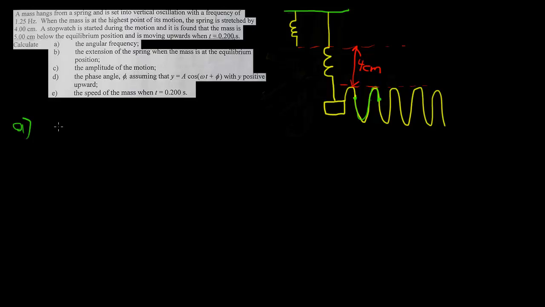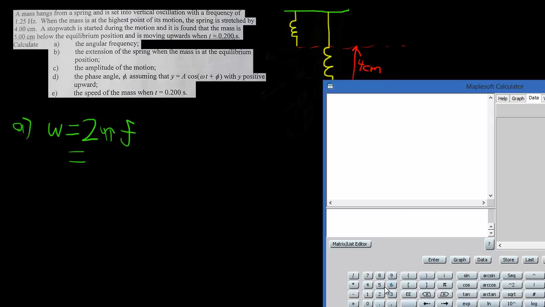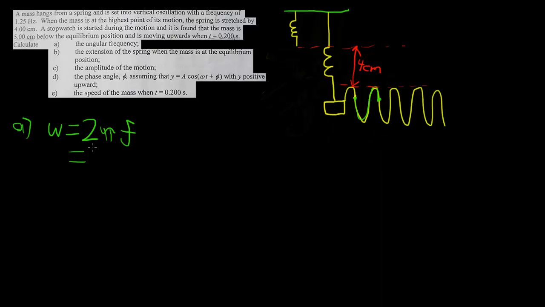For part A, the angular frequency is pretty easy. You'll have a formula: omega is 2 pi f. You simply plug it in and play. I'm going to use my trusty little calculator here: 2 pi times 1.25. So 7.89 hertz. Easy peasy. Okay, A's all set. Now let's look at B.